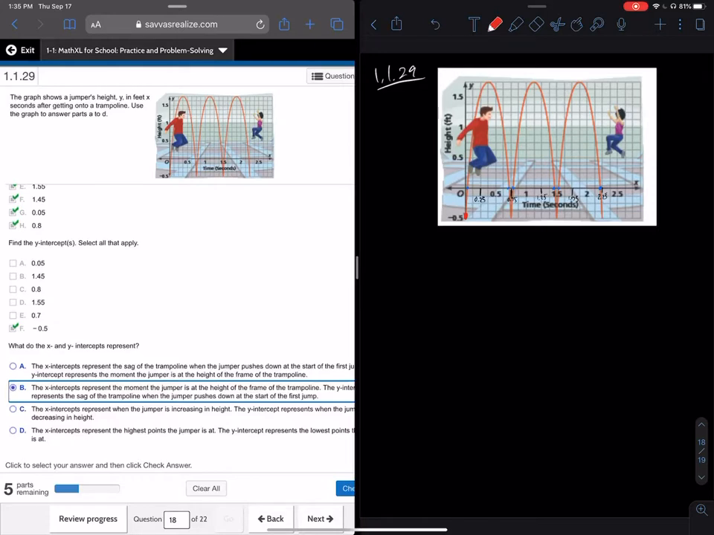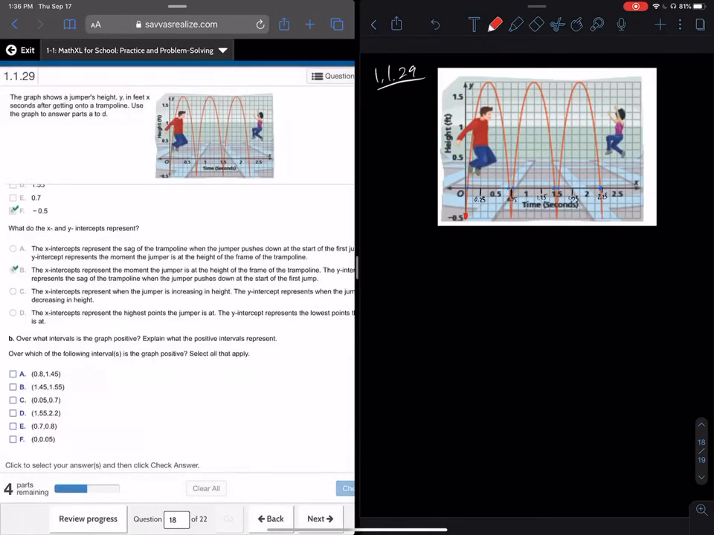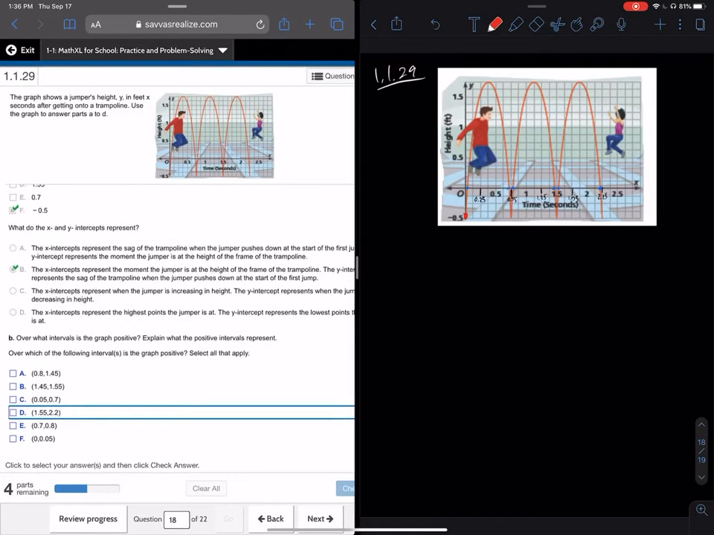So option B works. And then the y-intercept represents the sag of the trampoline when the jumper pushes down at the start of the first jump. So we'll go with that. We'll continue on. Now it says, over what intervals is the graph positive? Explain what the positive intervals represent.